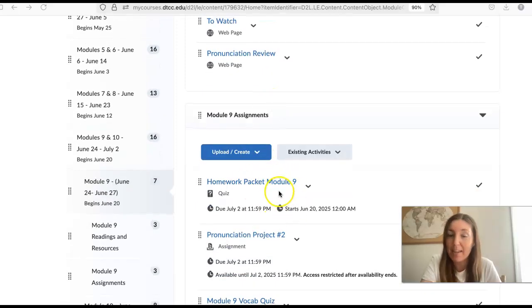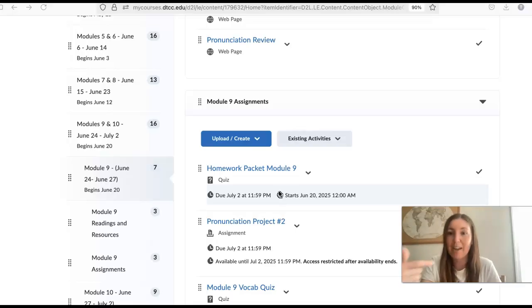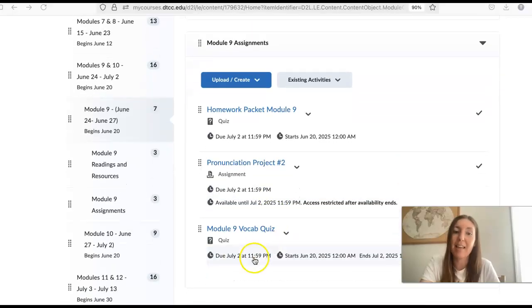So we have the homework packet, like always, for this module. We're back to the homework packets after we didn't have 2 for the last modules. And then the pronunciation project, like I said, and then the quiz, like always.